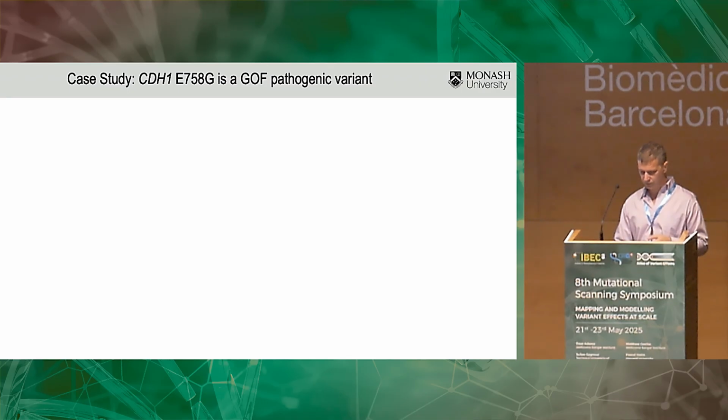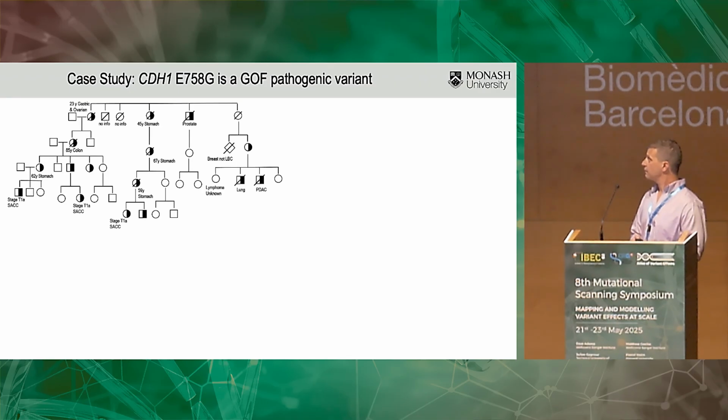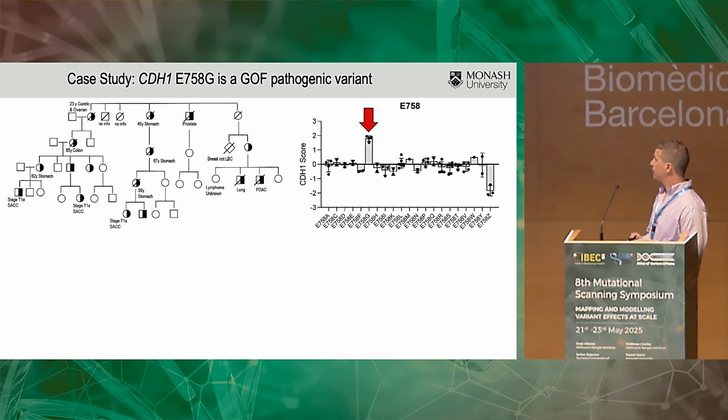The second variant that we looked at was a very interesting one. So this is a family that has an E758G variant. They have multiple cases of gastric cancer, some other cancers as well. And when we looked at our database, it was very surprising that this particular mutation was very robustly causing a gain of function in the activity of CDH1.